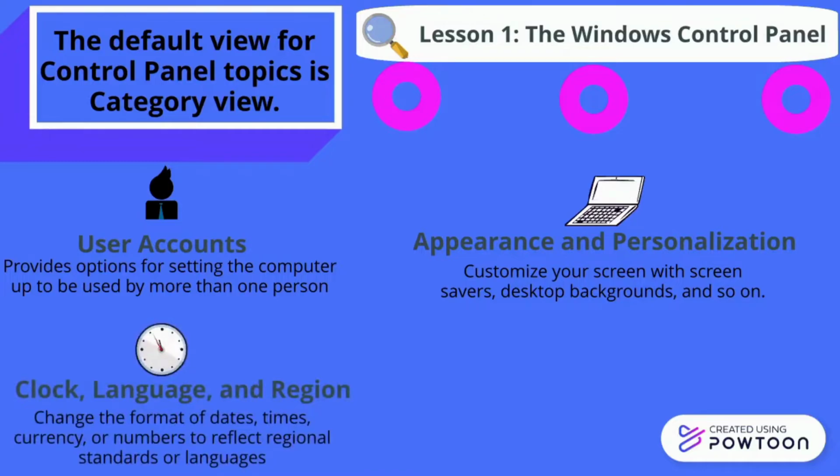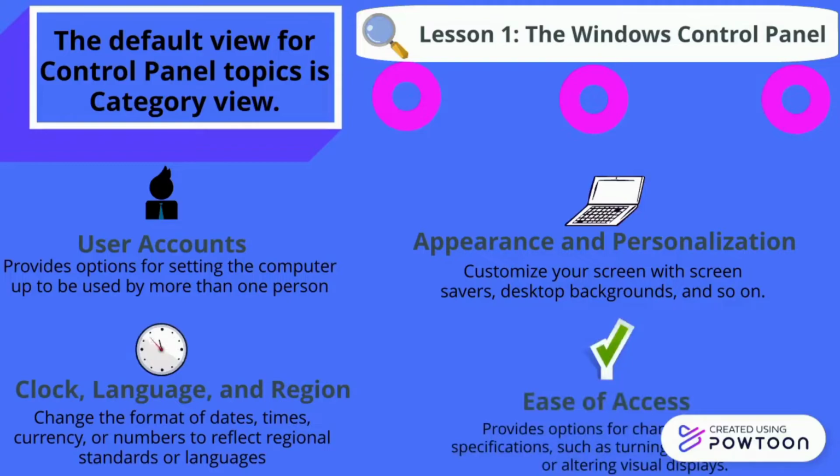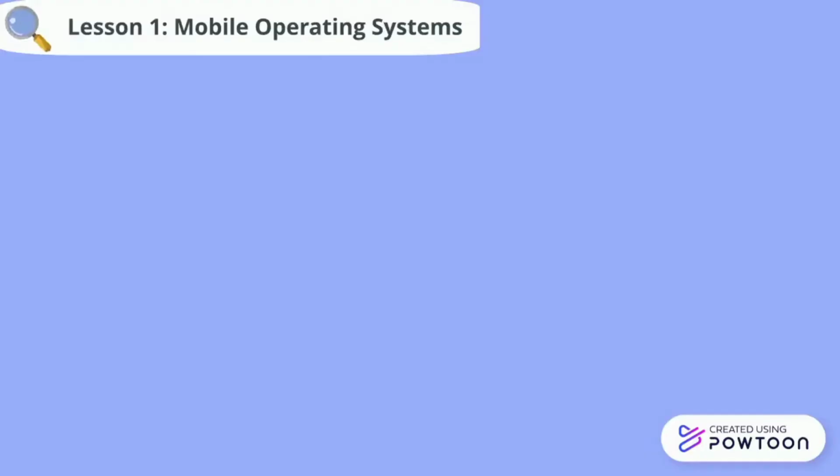Clock, language, and region. Change the format of dates, times, currency, or numbers to reflect regional standards or languages. Ease of access. Provides options for changing accessibility specifications, such as turning on voice recognition or altering visual displays.